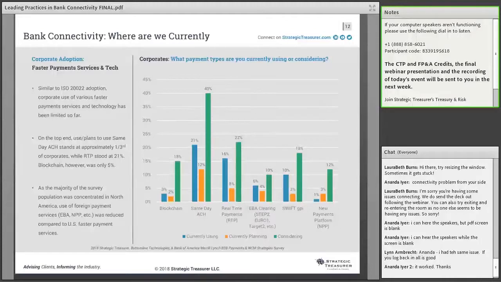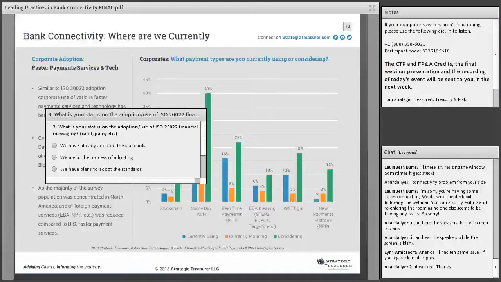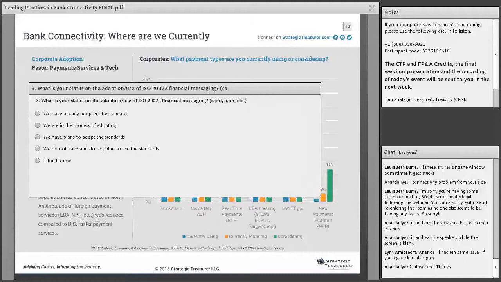Yeah, we're going to do another poll question at this point, so we'll slide that over. Excellent. This question asks about your organization's status on adopting or using ISO 20022 financial messaging, that's either the cash management CAMT or paying for payments. So where are you? 1, we've already adopted the standards. 2, we're in the process of adopting them. 3, we have plans to adopt the standards, but it's in the future. 4, we do not have and do not plan to use the standards. And the last one is, I don't know. Sometimes we leave that off, and that's a good one to have on there. It just might not be communicated. So, if you'd go ahead and answer that, that would be excellent.